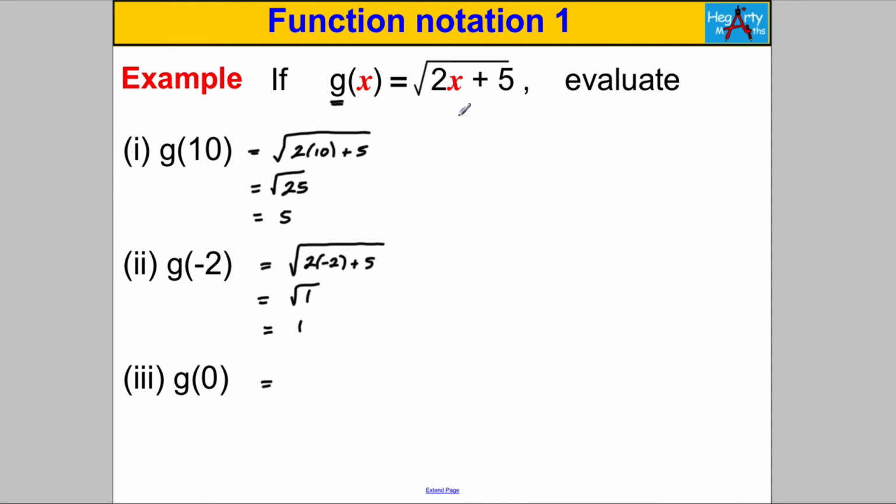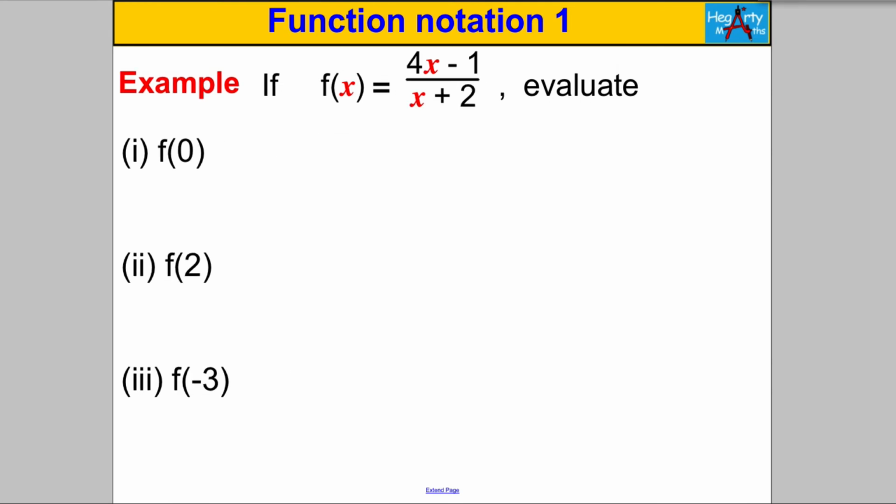And g of 0, put 0 in here, that's the square root of 2 multiplied by 0 add 5, which is the square root of 5. That there is a surd, and it can't be simplified any further. Leave it like that, don't get the calculator out and do that, leave it exactly like that. Next one, pause the video, have a go.